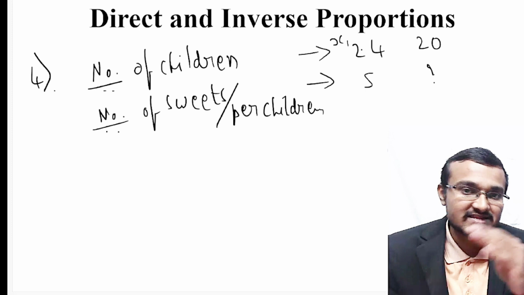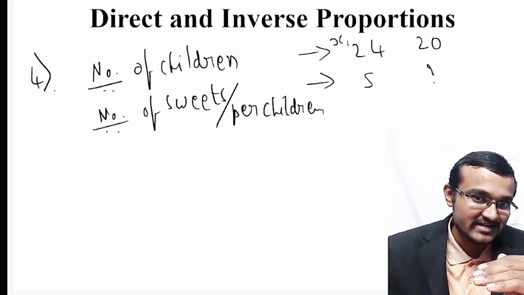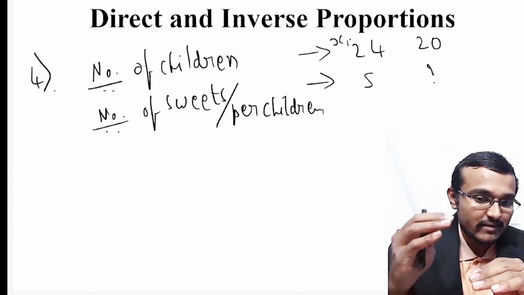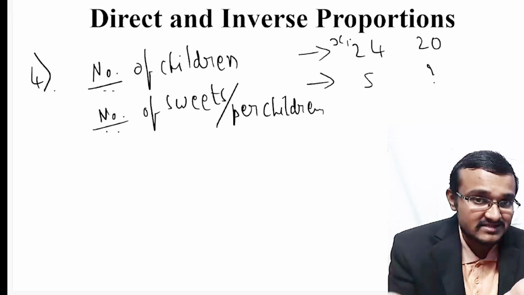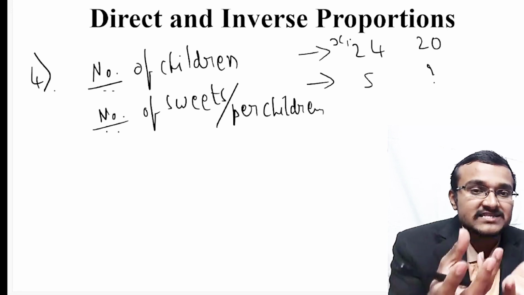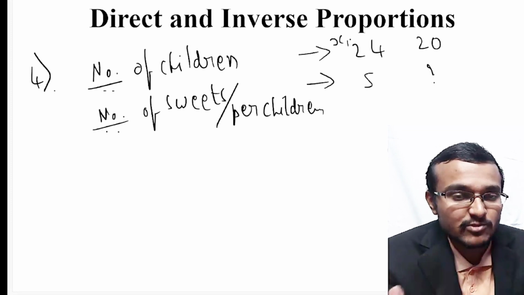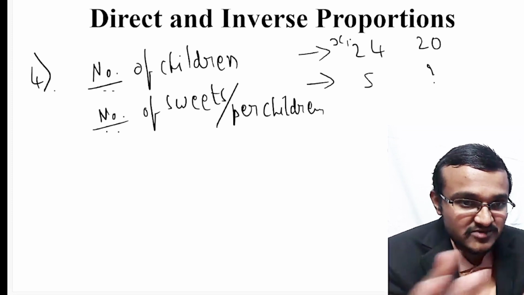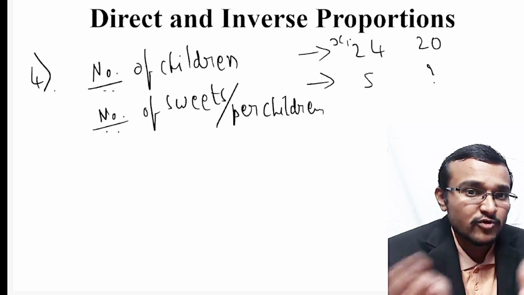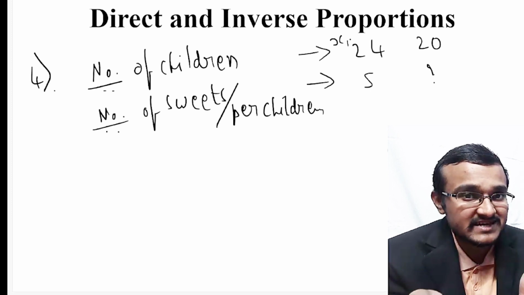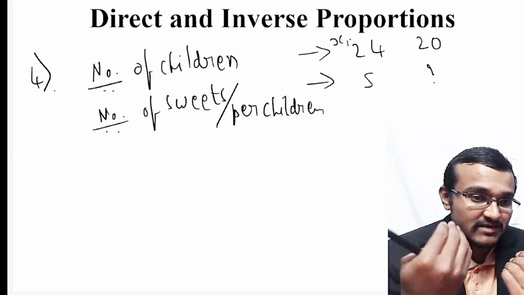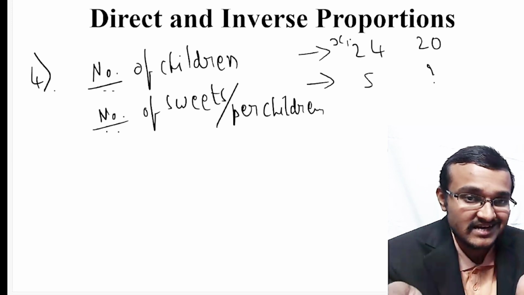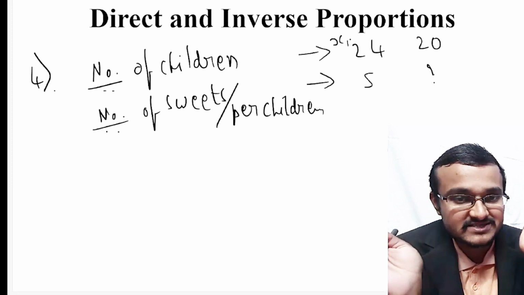Here you can clearly see when the number of children goes on reducing, the number of sweets which each child gets will increase, because if, let's say, 10 sweets are there and you are distributing among 5 children, then each will get 2 sweets. Now if only 2 children are there and 10 sweets, then each will get 5. That means when the number of children is going on reducing, the number of sweets getting by each child will be going on increasing.